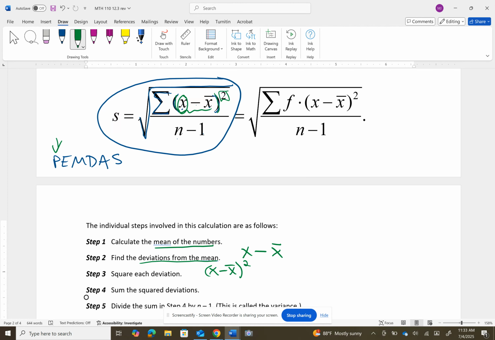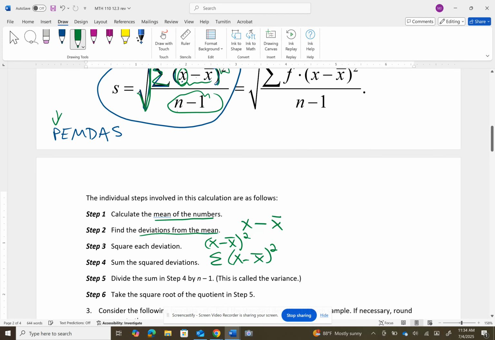Okay? And then this says find the sum of all of those. So that means you're going to add up all of those. That's what this does. You're adding up all of those squared deviations. And then the formula has a square root still, but we don't do that next because that square root goes all the way over everything. We would have to divide by n minus 1 first.